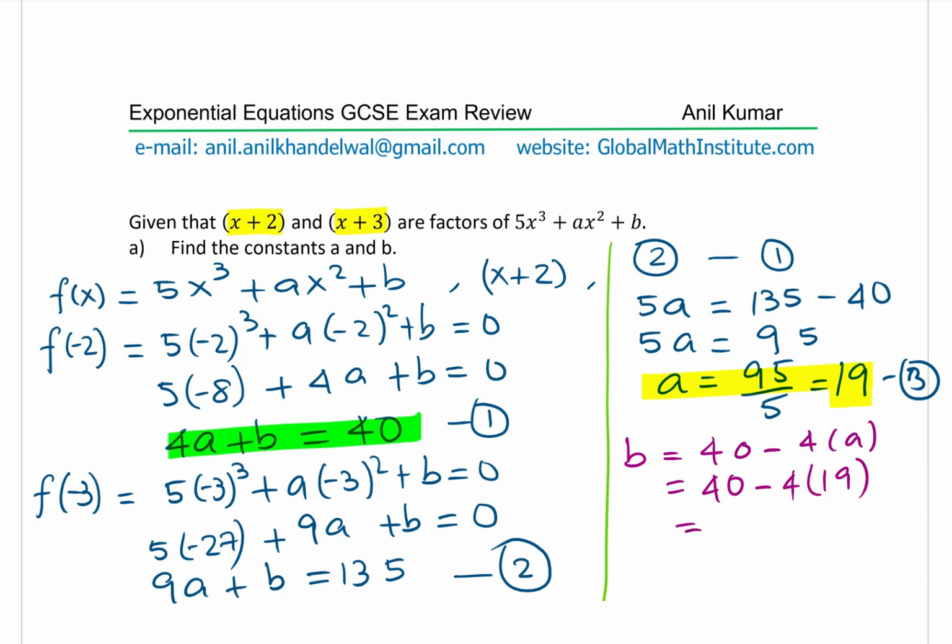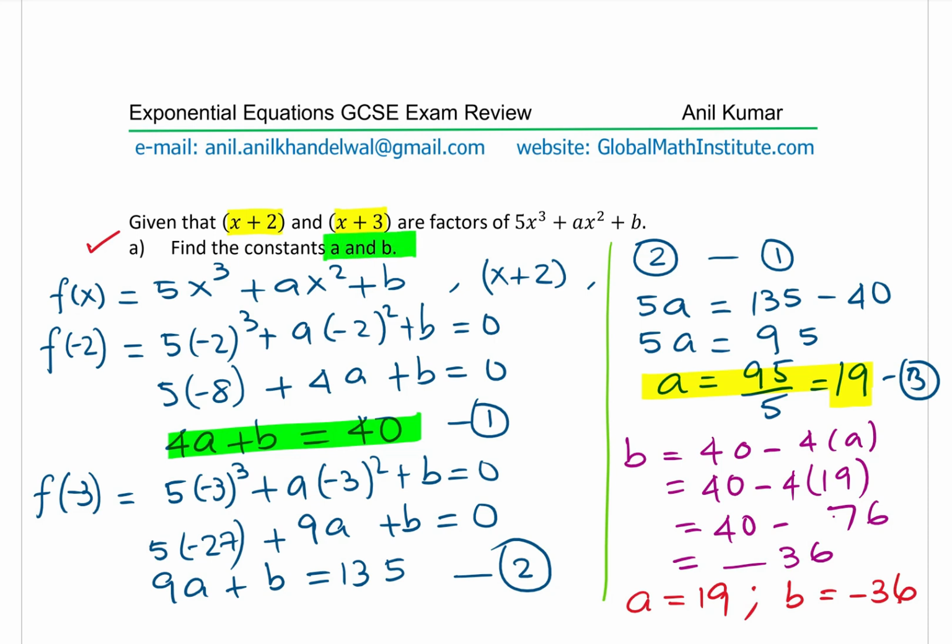And that should give you what? 40 minus 76, right? So that gives you the answer as negative 36. So b is negative 36. Perfect. So at the end, you get the value of a and b. Now you know that the a value is 19 and b is minus 36. So we have done part A where we needed to find the values for a and b, right? So these are my values for a and b.